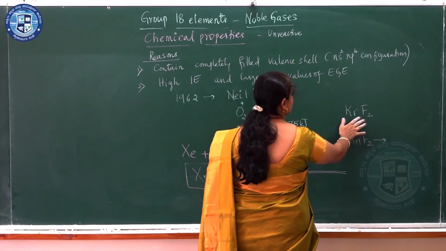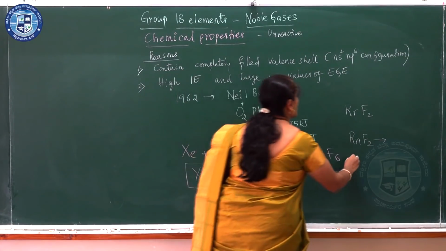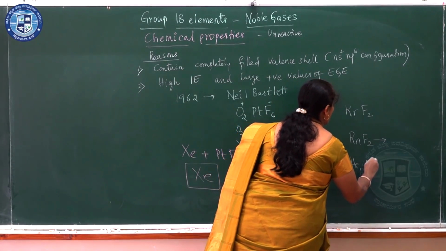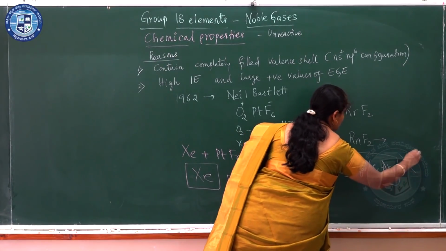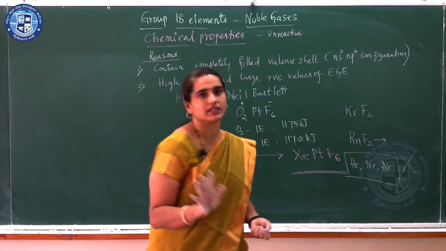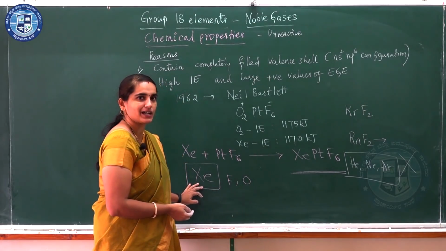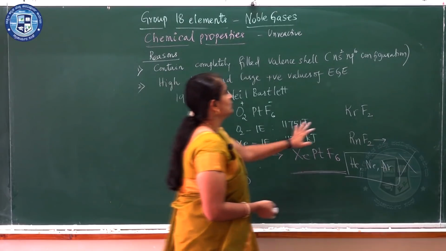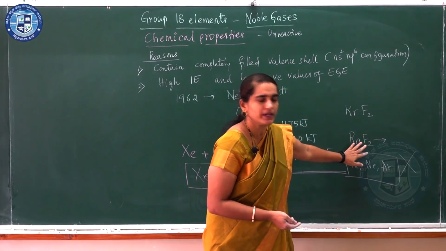But for krypton we have only one. For the rest of the noble gases, like helium, neon and argon, the compounds are not yet known. Only more compounds of xenon have been studied and isolated, and only one for krypton, which has been identified and is yet to be isolated.